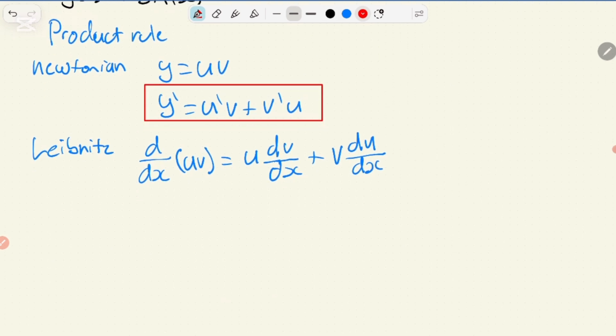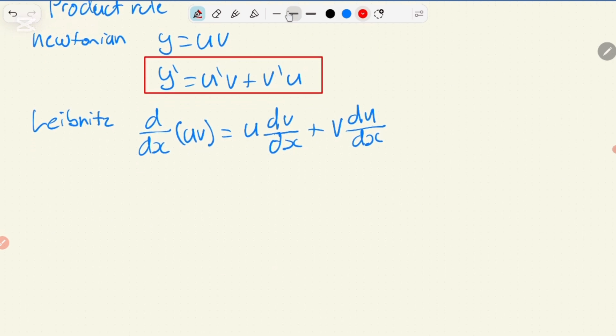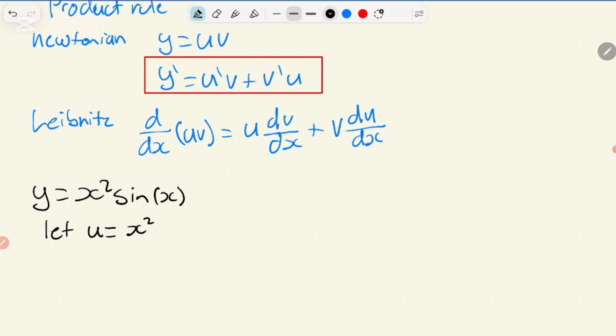All right, so let's go back to our original example. So say we have y equals x squared sine x, with these two functions being multiplied by each other. Now, according to this, we need a u and a v. So let u equal x squared and then v equal sine of x.